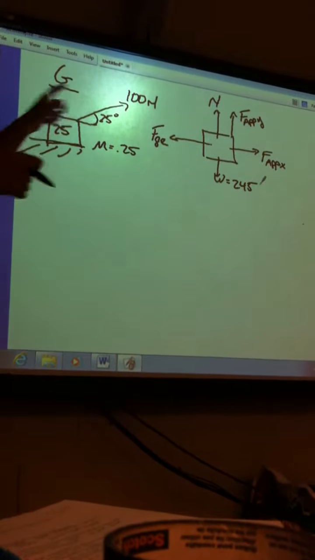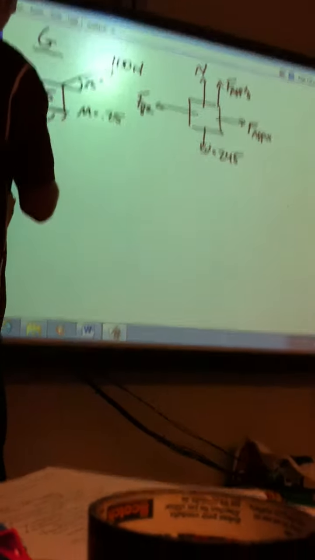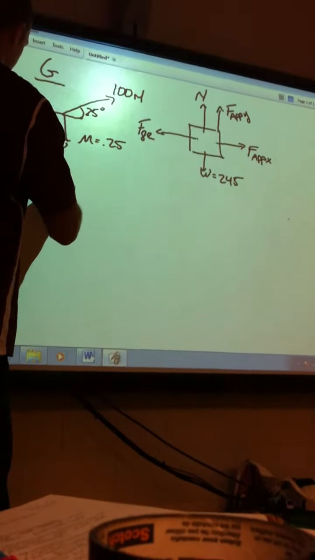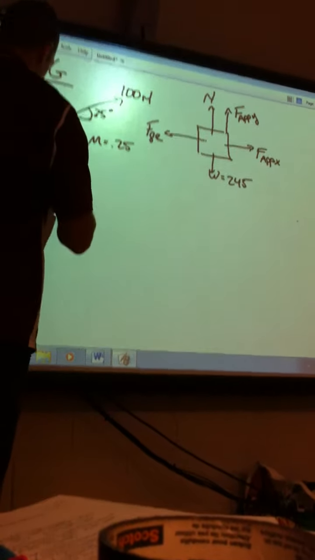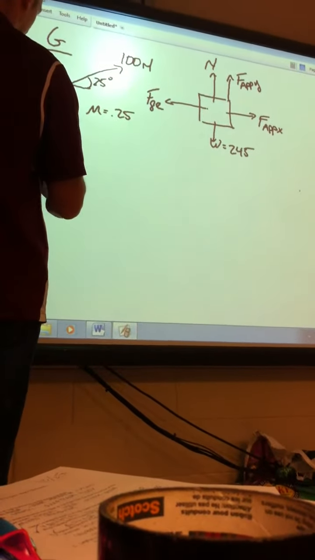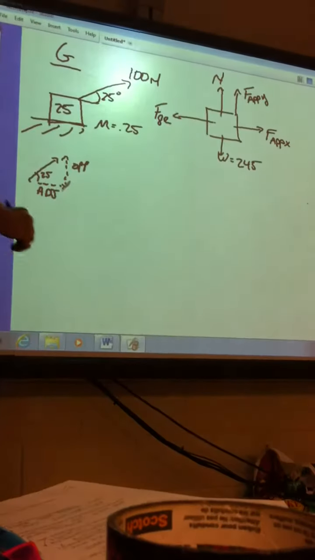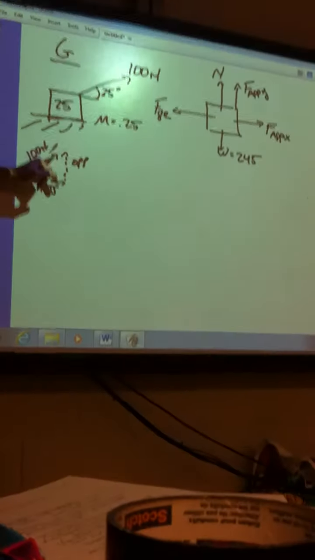We need to break this up, so that's a matter of doing a little bit of geometry here. Our angle is 25. This is our opposite leg, and this is our adjacent leg. And this leg is 100 newtons. That's our hypotenuse.